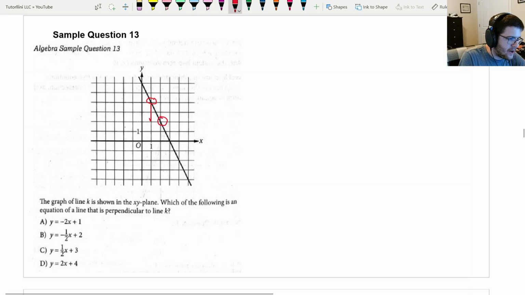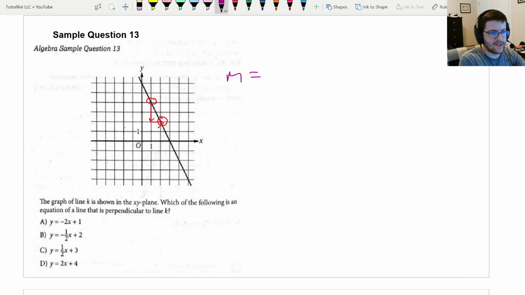Okay, so I'm going to go down and then over. So the slope is, you guys might want to use the slope formula because you can't draw on the test. So just kind of keep that in mind. I'm going to use rise over run though.